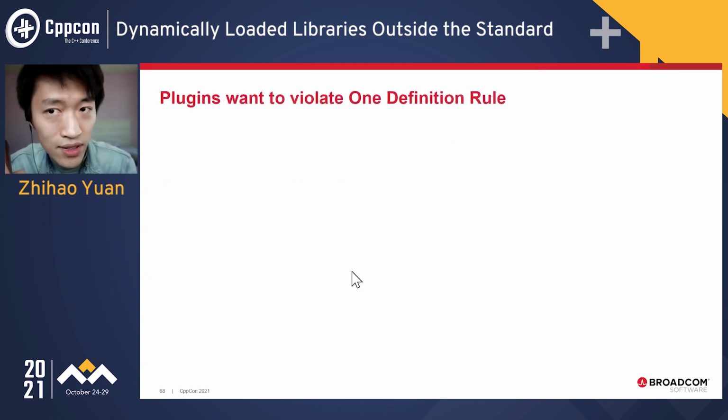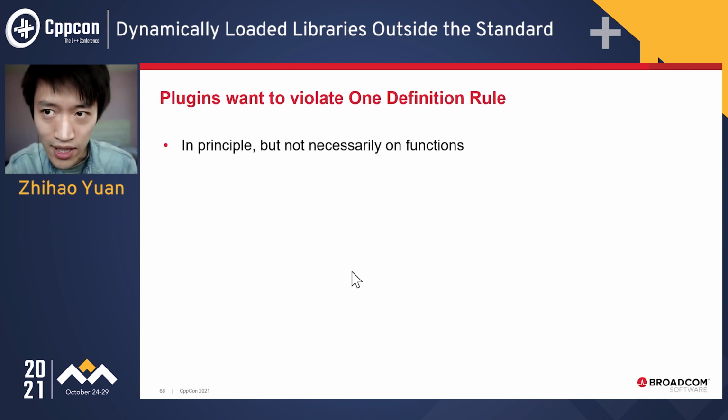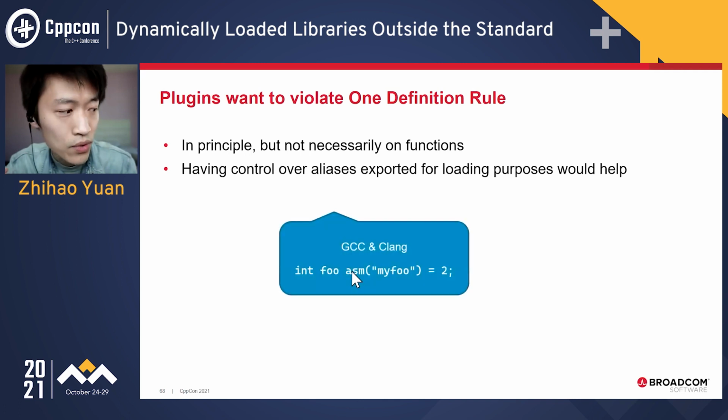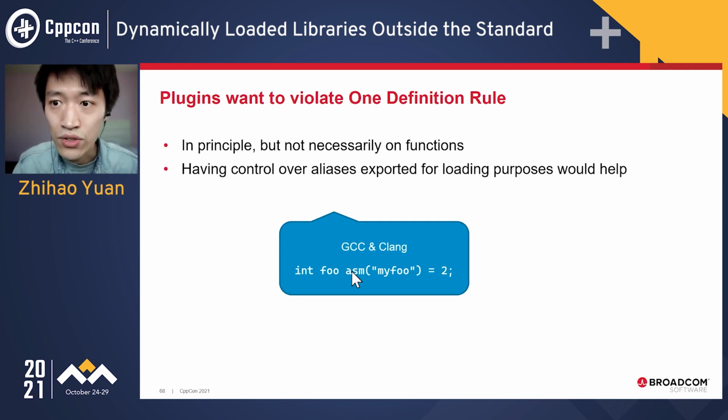To summarize the surprises in a plugin architecture, plugins do want to violate the one definition rule in principle, but not necessarily on functions. And having control over the alias exported for loading purposes would help. For example, the asm declaration specifier in GCC and Clang can nail down the name exported in the binary. Questions so far?